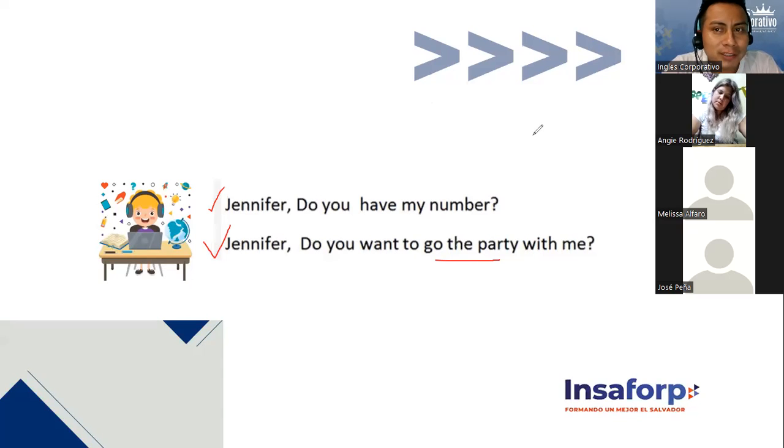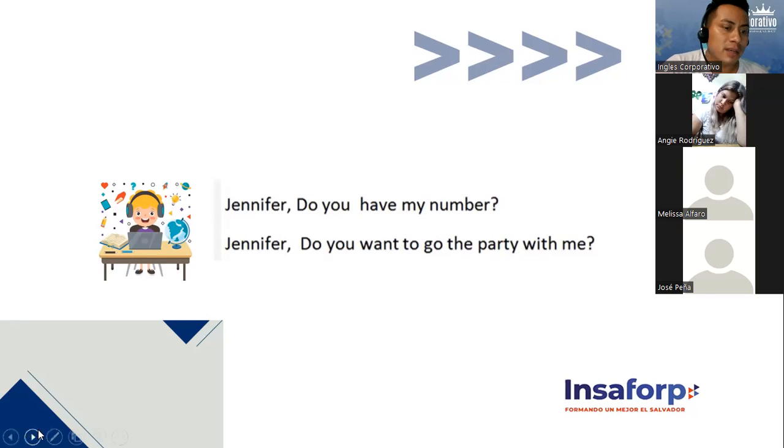The same way, right? Well, let's move on. Basically, we don't change that much. Can you ask Jennifer, or can you tell Jennifer if she wants to go? We apply the S to the verb: wants to go to the party with me. Now, let's move on. What do we have?